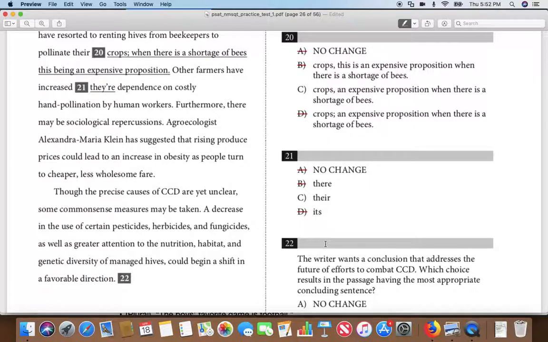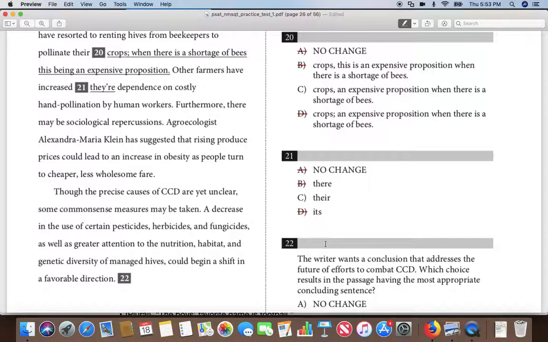Furthermore, there may be sociological repercussions. Agroecologist Alexandra Maria Klein has suggested that rising produce prices should lead to an increase in obesity as people turn to cheaper, less wholesome fare. Okay, good. What are you laughing at? I don't know. Okay.